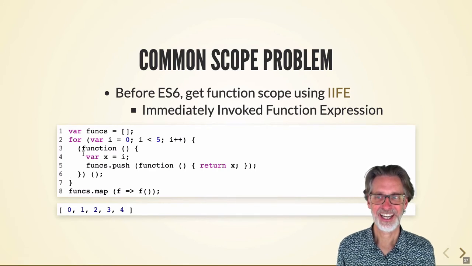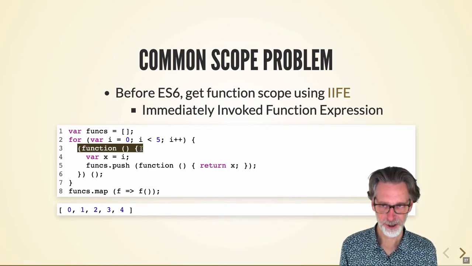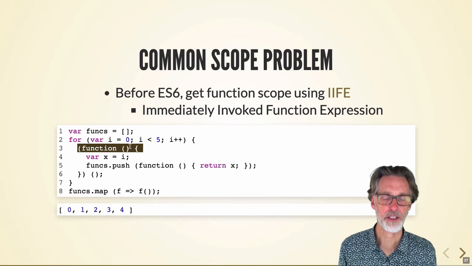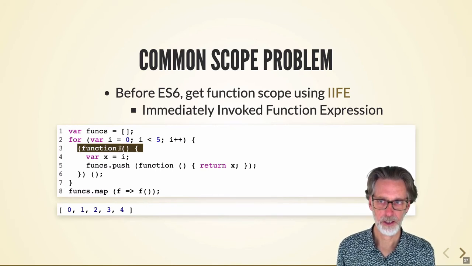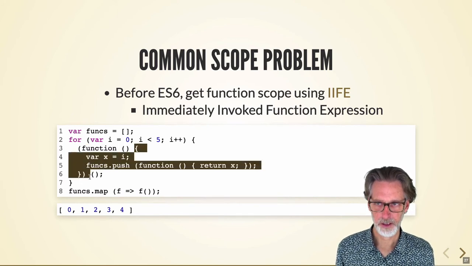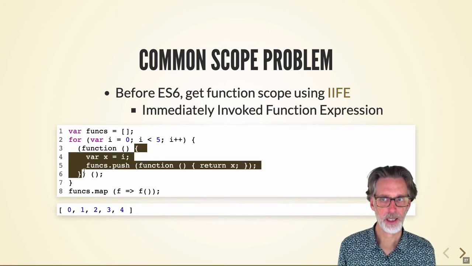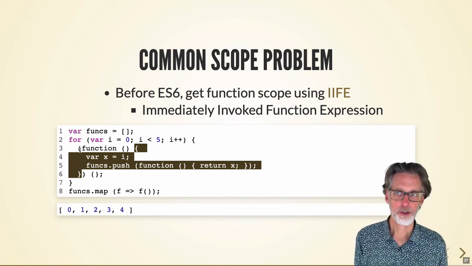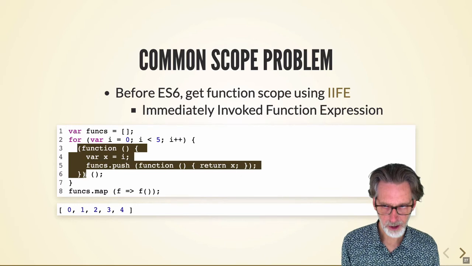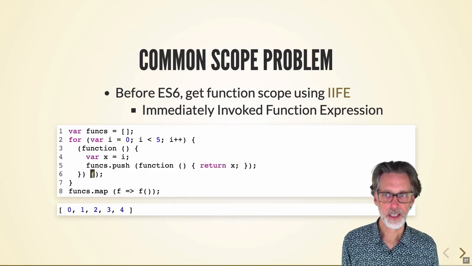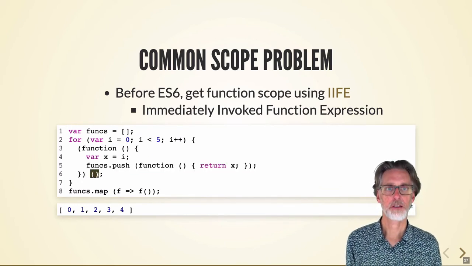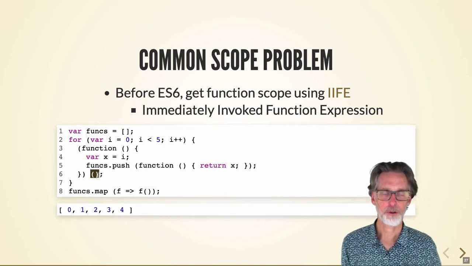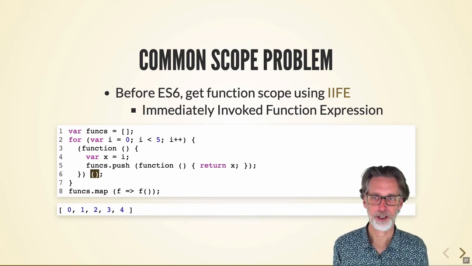What does this mean? I declare a function here. This is an anonymous function, or a lambda in JavaScript notation. My function body is going to have the code that I want in my block scope. And the function here is an expression that is immediately invoked. So this is an immediately invoked function expression.